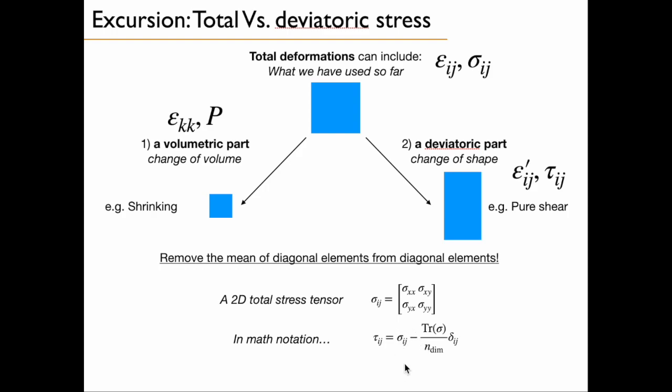total stress, minus the trace, which is the sum of the diagonal elements, sigma xx plus sigma yy, divided by the number of dimensions. So here it's 2D, divided by 2, this makes a mean, times delta ij. This means that this subtraction is only applied to the diagonal elements. This is how to compute a deviatoric tensor from a total tensor. Sum the diagonal, divide by the number of dimensions, and remove it from the diagonal of the total stress tensor here.